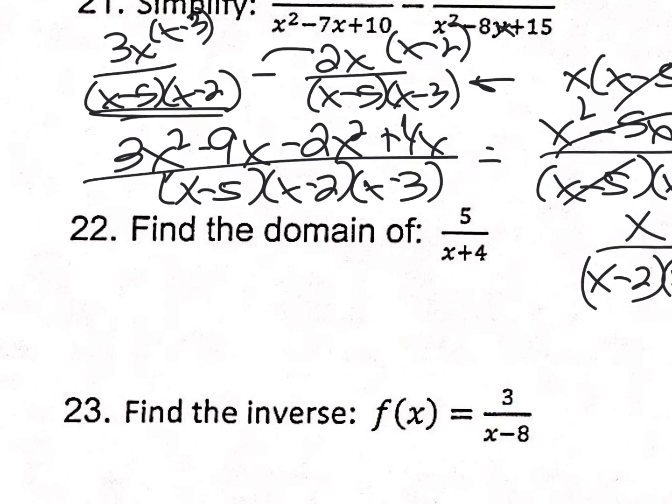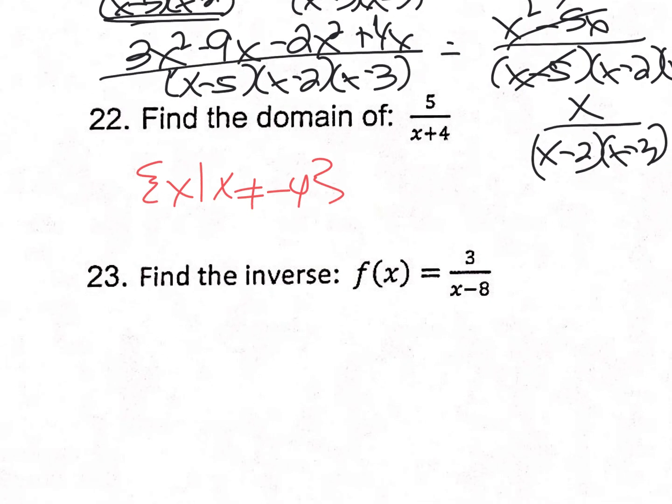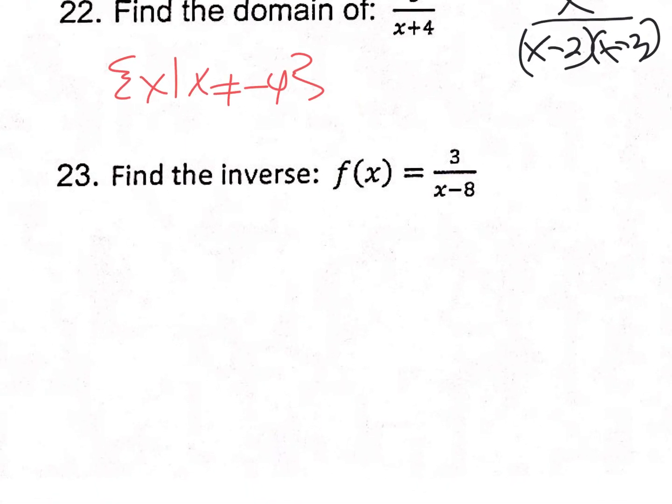All right, 22, find the domain. Remember, you cannot ever have a 0 in your denominator, so my domain is everything except for negative 4. We write it just like this. And there's that one. Last one for inverse.